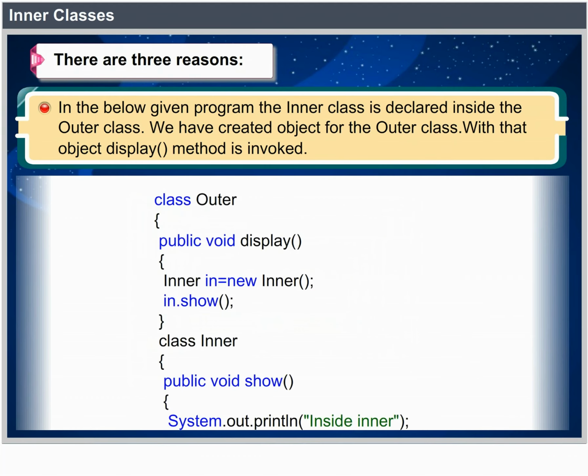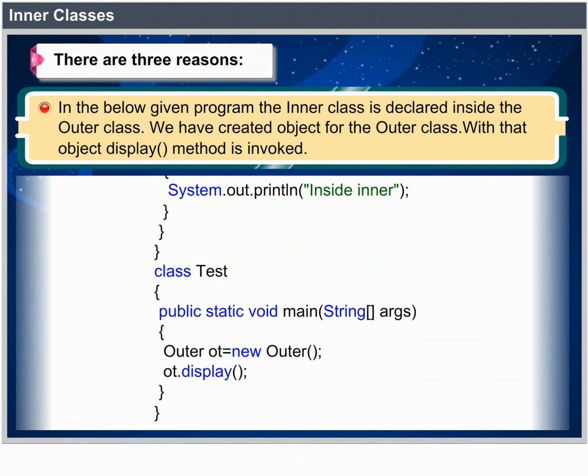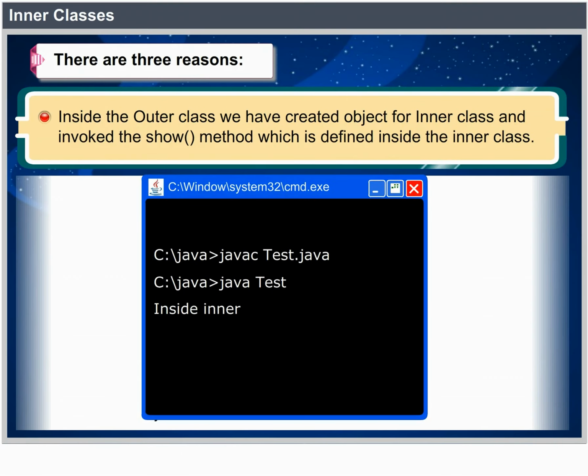In the below given program, the inner class is declared inside the outer class. We have created an object for the outer class. With that object, the display method is invoked. Inside the outer class, we have created an object for the inner class and invoked the show method, which is defined inside the inner class.